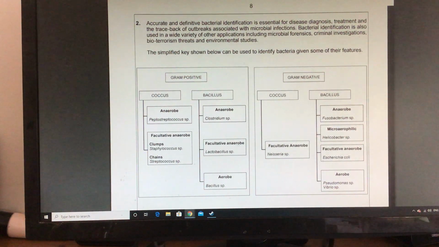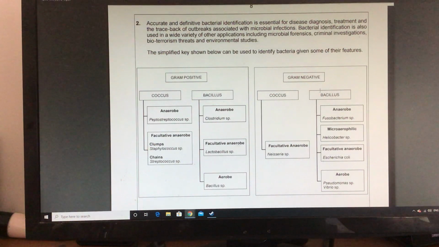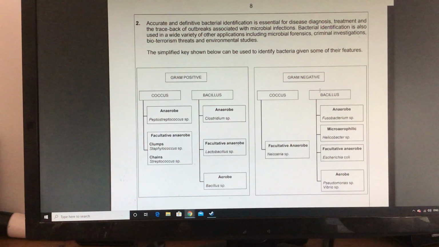Right, here we go. Mock exam, talking through question 2. We'll be scrolling up and down for this one, just like you had to when you did your question 2. The first part is that you are given an identification key for your different bacteria.